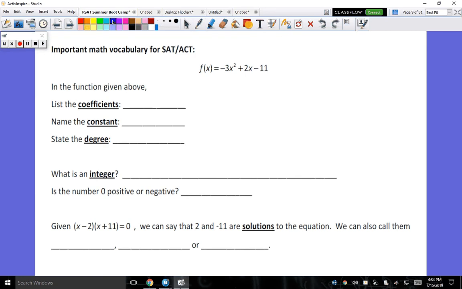Alright, coefficients. What are the coefficients that you see in this function right here? Negative 2 and 2, right? Just those two, right? What's the constant that you see? Negative 11. What's the degree? Second degree. Now, you see these all the time in PSAT, especially ACT, and if we can't answer basic questions like this, we're going to miss easy problems.